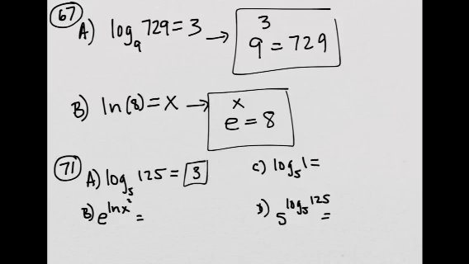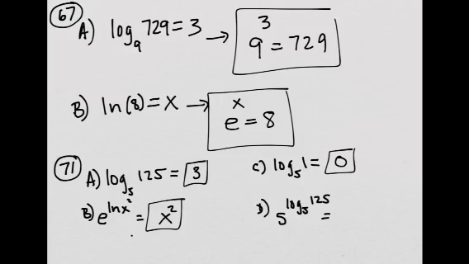For B, e to the ln x squared, remember when the base and the exponent of that log are equal, then it just equals whatever follows the log. So in this case, it's x squared. Letter C, 5 to what power is 1?